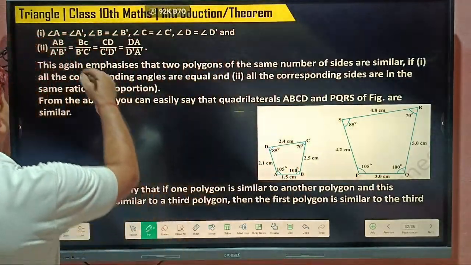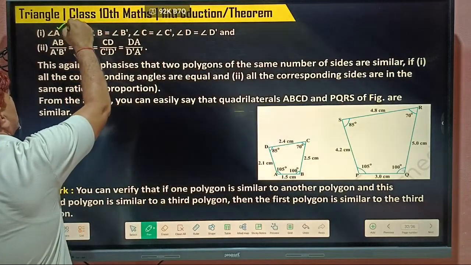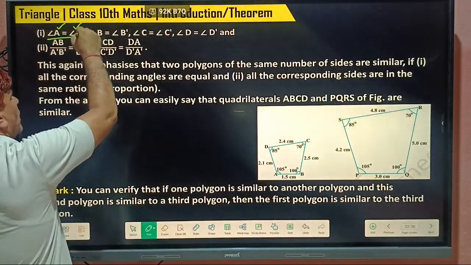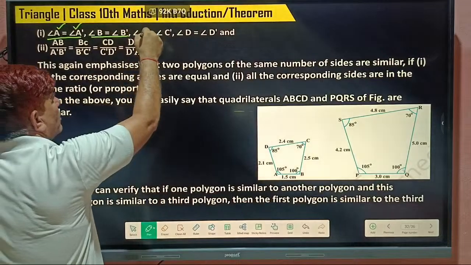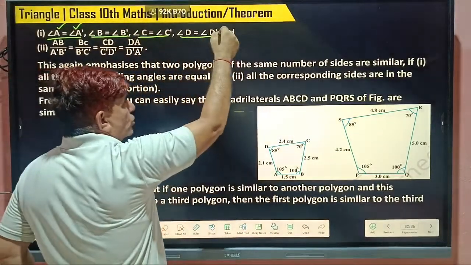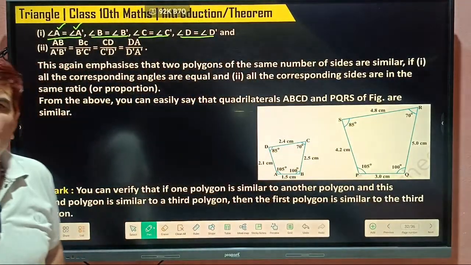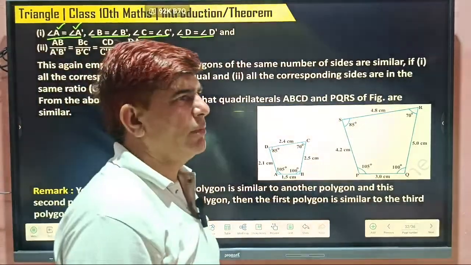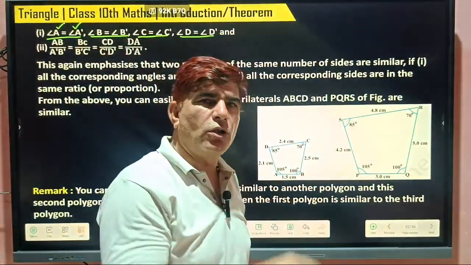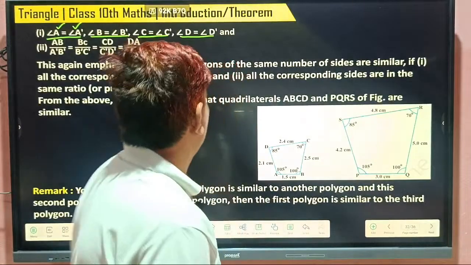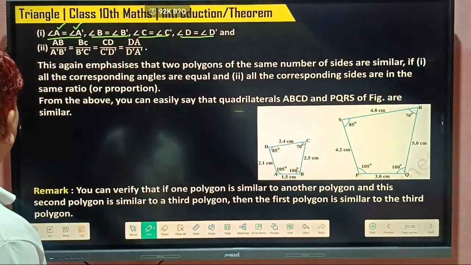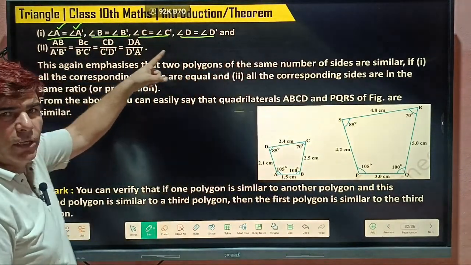So, look one time. First is this, already I told: the corresponding angles are equal, and corresponding sides are in the same ratio. This is, you can say, another definition of similar figures. And sides are in the same ratio.